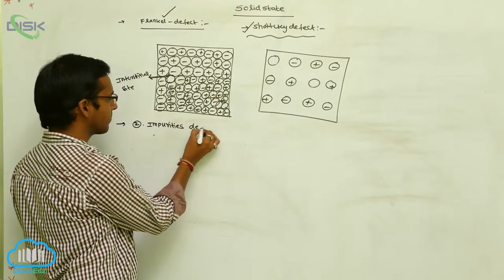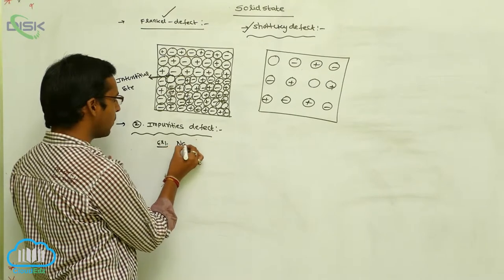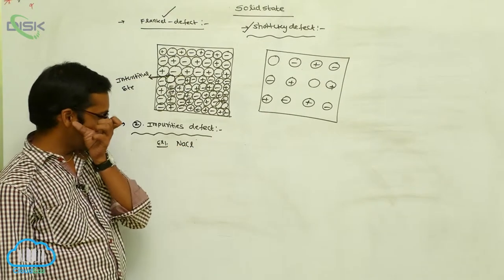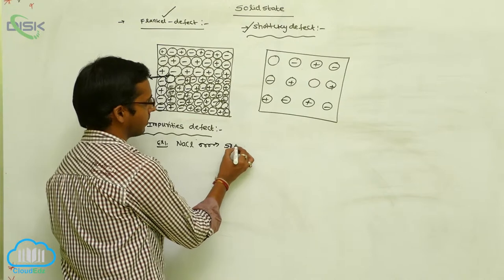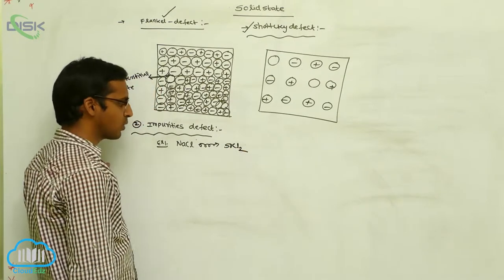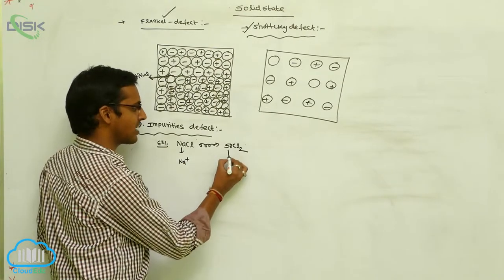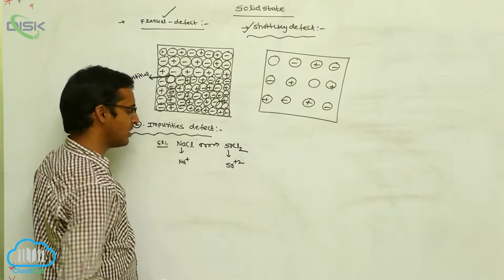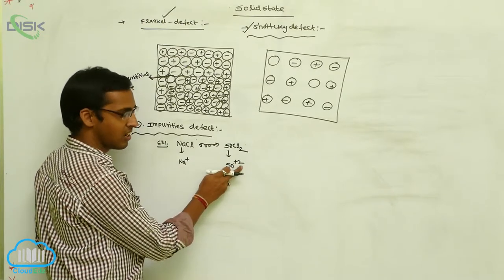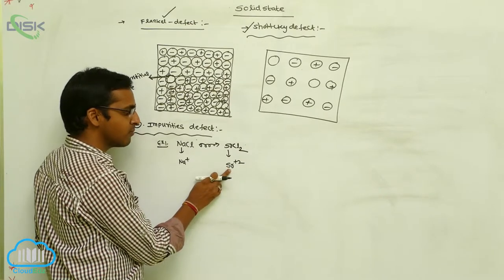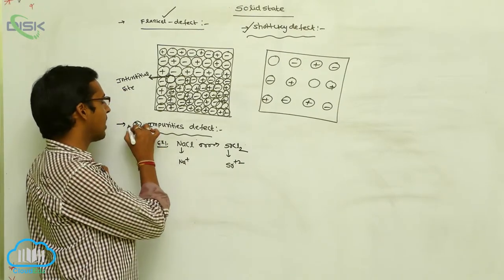Impurity defect, for example, sodium chloride. This sodium chloride is doped with strontium chloride. Generally, sodium carries Na plus, a unipositive charge. Strontium chloride carries Sr plus 2. Each sodium ion is replaced by strontium. Strontium has two charges, so even though the strontium ion replaces only one sodium, another sodium is vacant. Such defects are called impurity defects.